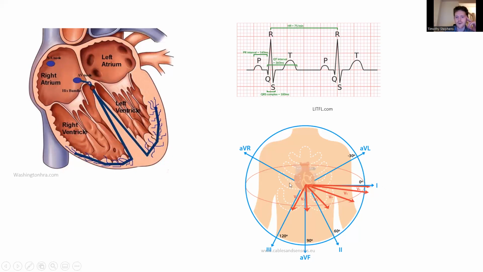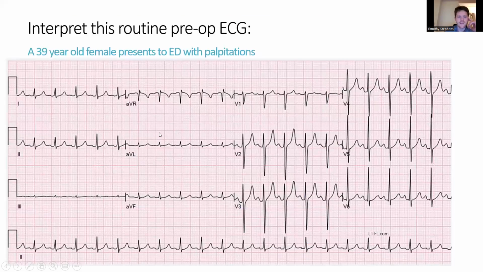So because it's moving towards these leads in general, that is just a snapshot of how you interpret axis, but that's what you're looking for. And in this case, that is what's happening. In leads 1, 2, and AVF, they're all positive. And then you move on to your P waves, as you said.